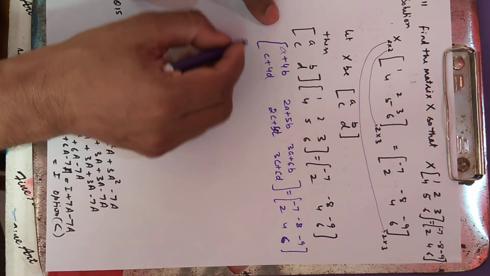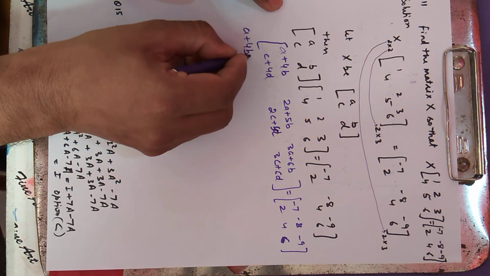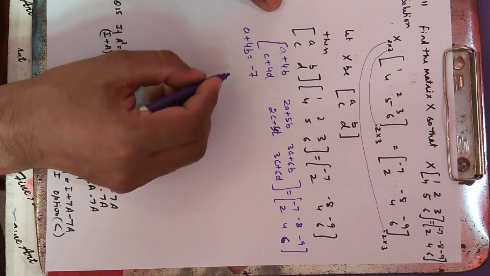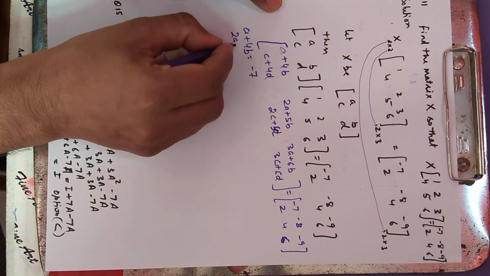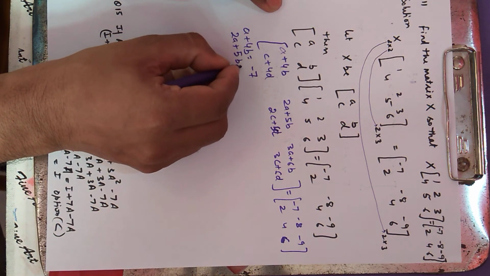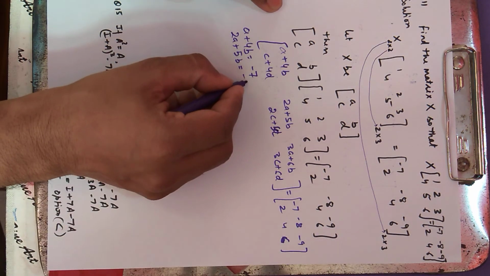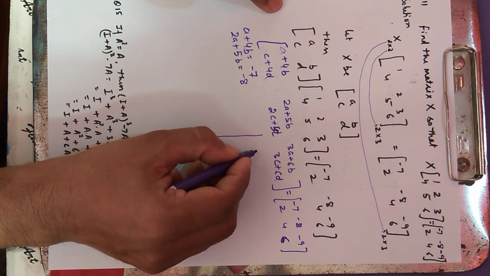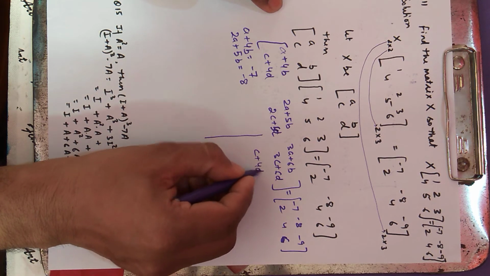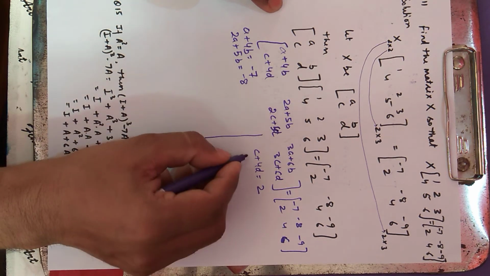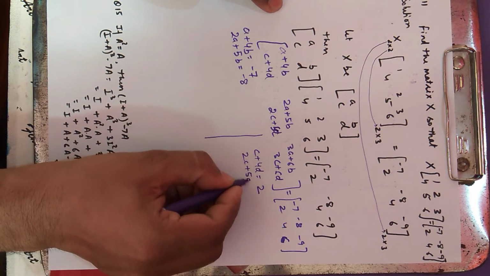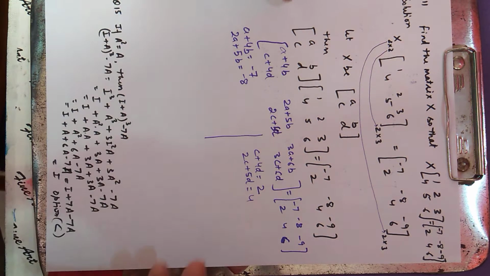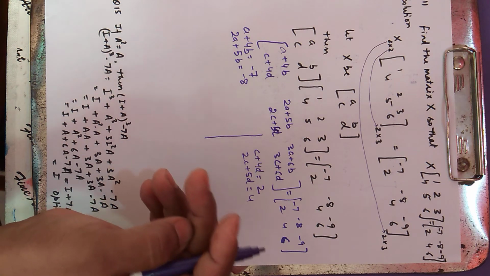So now take any two, like a plus 4b equal to minus 7, and 2a plus 5b equal to minus 8. Solve these two equations for a and b. And take this one, c plus 4d equal to 2, and 2c plus 5d equal to 4. Now you know how to solve linear equations in two variables.